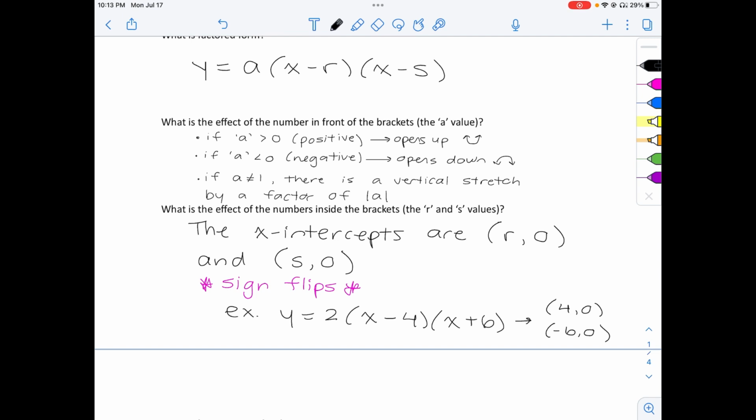So you can see that all three forms tell us different things about the quadratic relation. All three forms will tell us the direction of opening and the vertical stretch factor, but we can tell the vertex from vertex form, the y-intercept from standard form, and the x-intercepts from factored form.